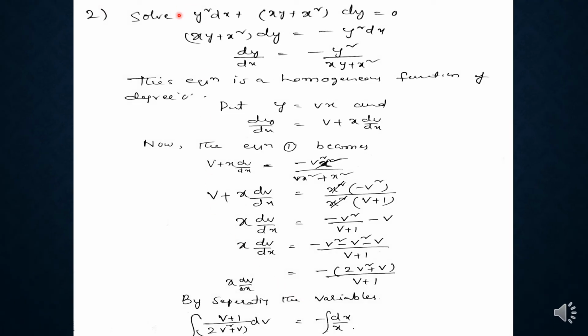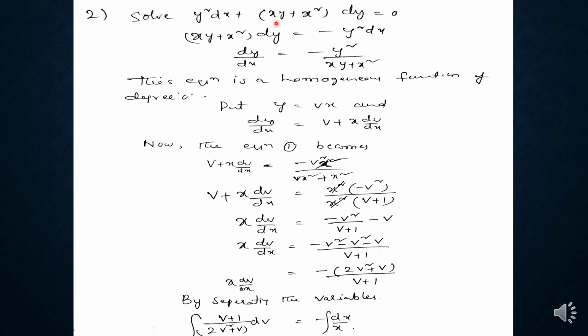Problem. Solve y square dx plus xy plus x square dy is equal to 0. Here also we cannot separate the variables. And is this an exact differential equation? No. Here what is dou M by dou y, that is 2y, and what is dou N by dou x, that is different. So these are not equal. So this is not an exact differential equation.